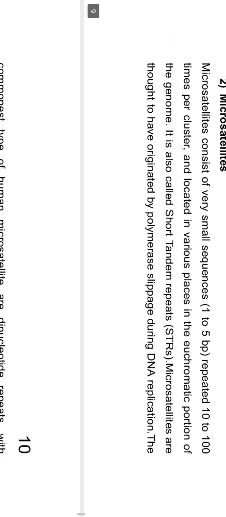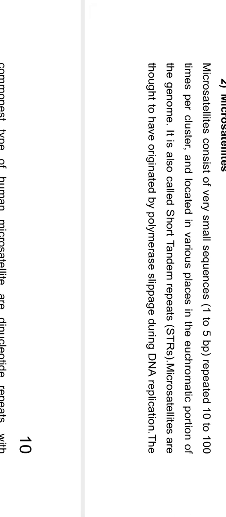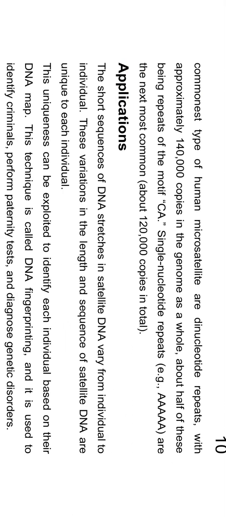Then microsatellites. Microsatellites consist of a very small sequence repeated 10 to 100 times per cluster and located in various places in the euchromatic portion of the genome. They are also called short tandem repeats. Microsatellites are thought to have originated by polymerase slippage during DNA replication. The commonest type of human microsatellite is the dinucleotide repeat, which has approximately this many copies in the genome as a whole, about half of these being repeats of the motif CA.